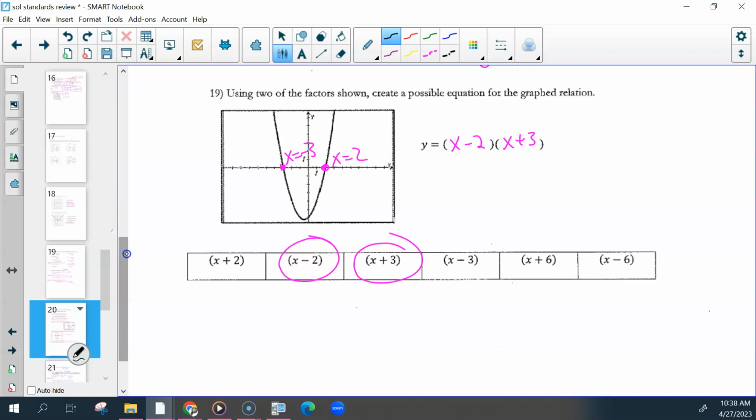Of these three, 19 and the first one are the only ones we can do in Desmos. Do we want to see either of those in Desmos? The first one, yeah.